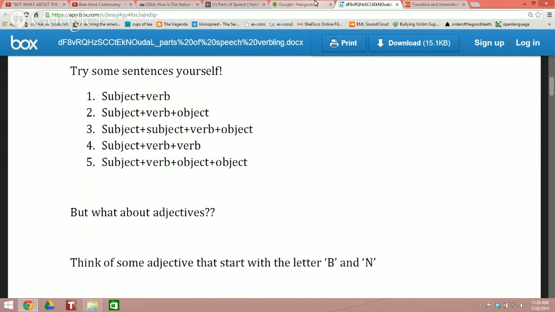Number 3 and number 4, we need to use the conjunction and to attach two subjects and two verbs. So blank and blank. And then you can go into the verb and the object. And for number 4, it will be subject, verb, and other verb. Okay. Awesome. That was a really good question.